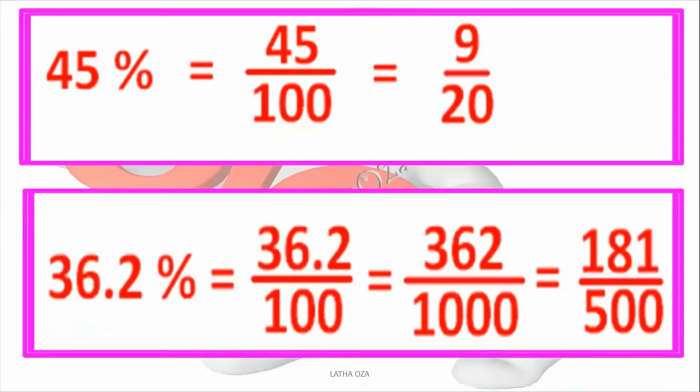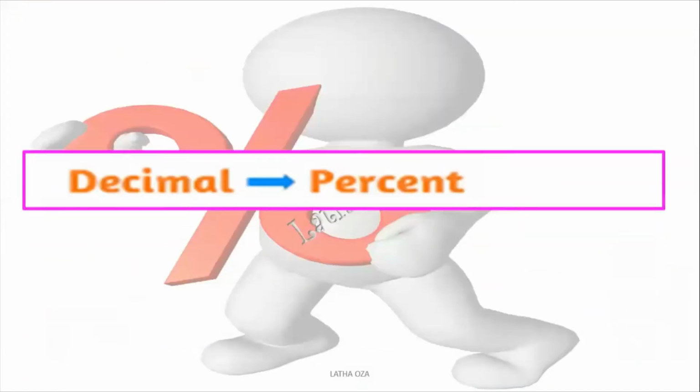Similarly, 36.2% is equal to 36.2 by 100 is equal to 362 by 1000, which is equal to 181 by 500.